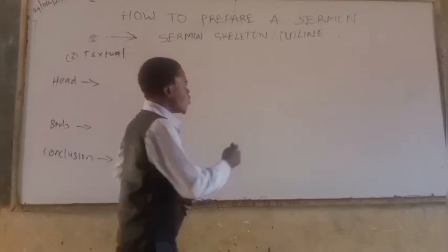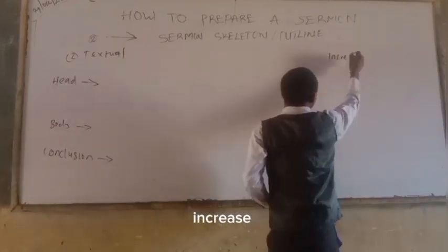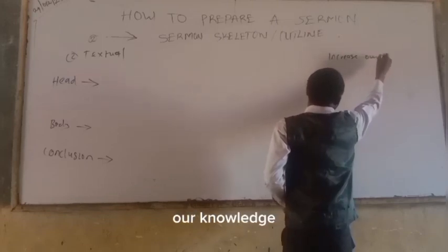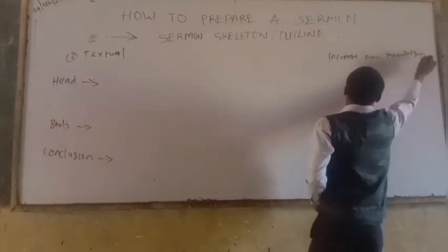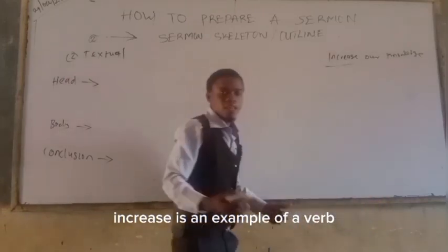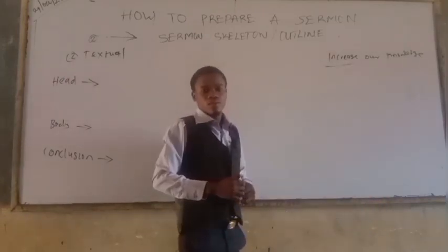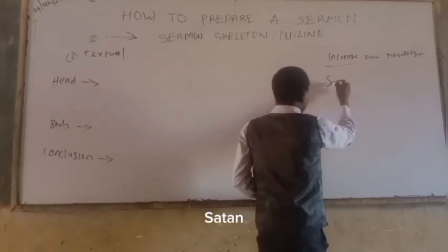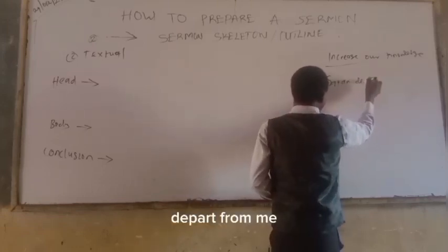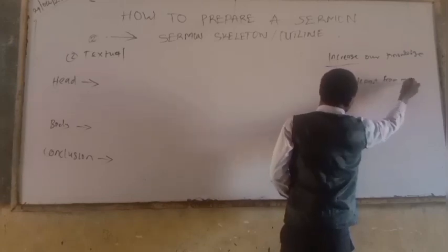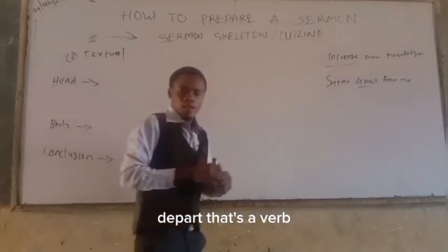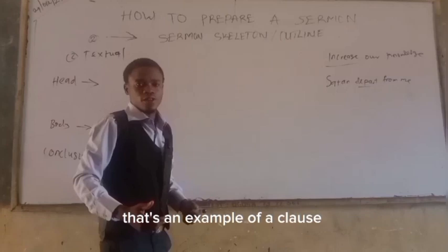For example, "Increase our knowledge." Increase is a verb. That's an example of a clause. "Satan, depart from me." Depart, that's a verb. That's an example of a clause.